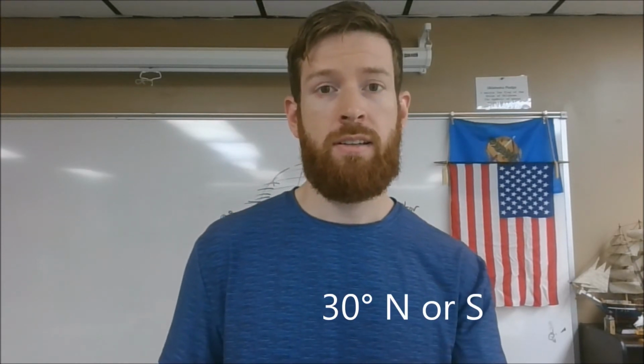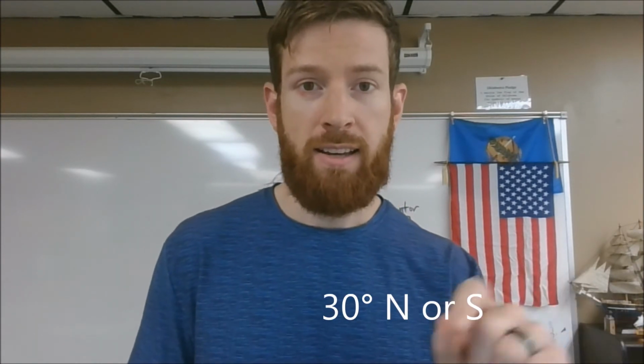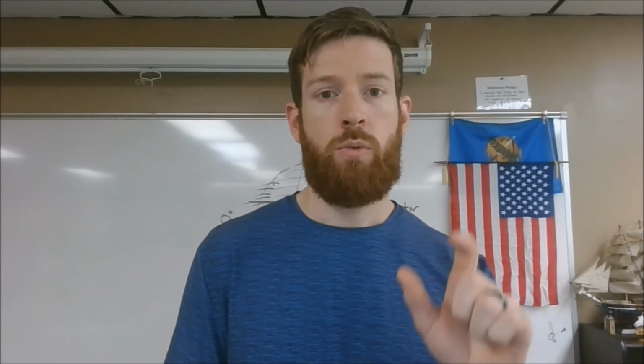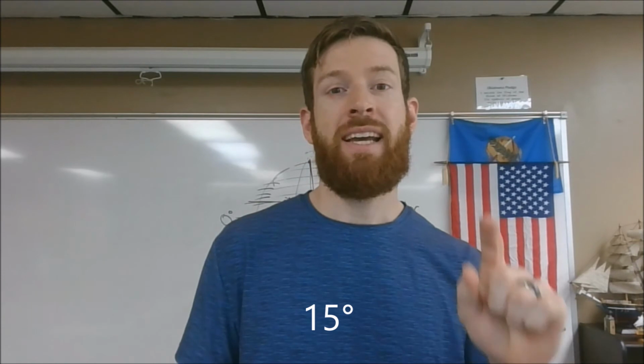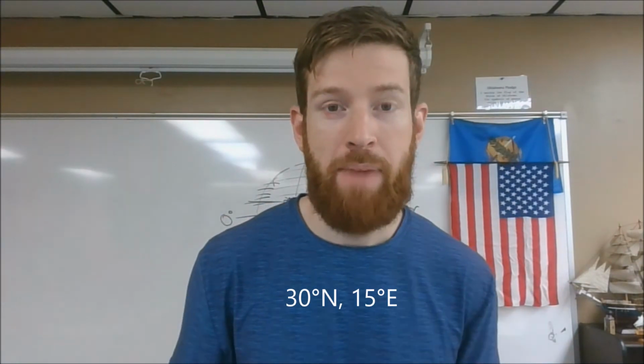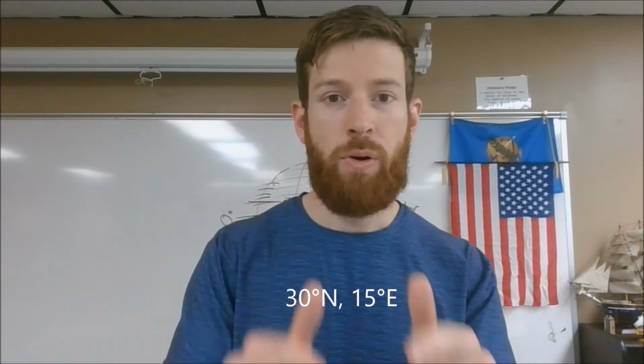The latitude coordinates will have a number, like 30, then it'll have a degree mark, and then you'll either have an N or an S. And then the second numbers will have the number, say 15, and a little degree mark, and then it will have an E or a W. And if you put those two numbers together, then just like playing the game Battleship, you can find any point on the planet.